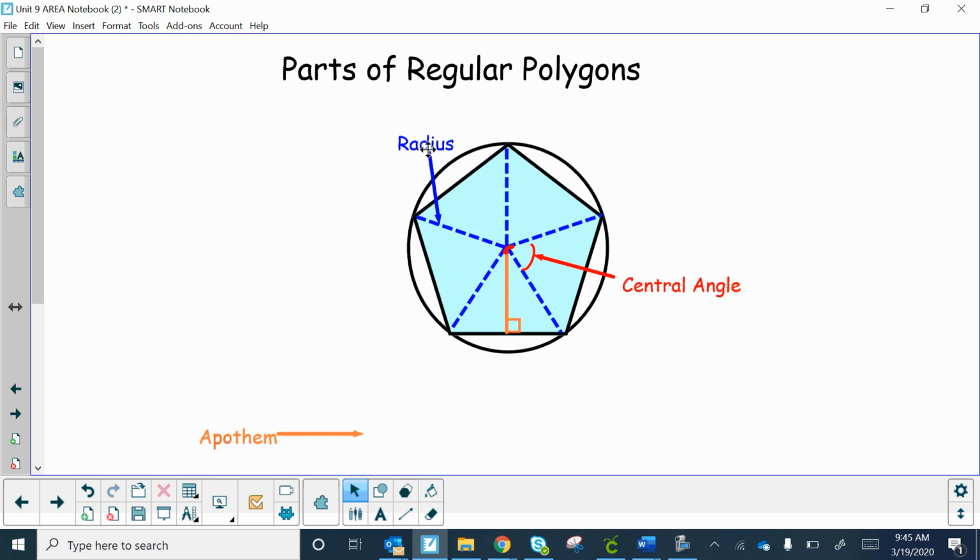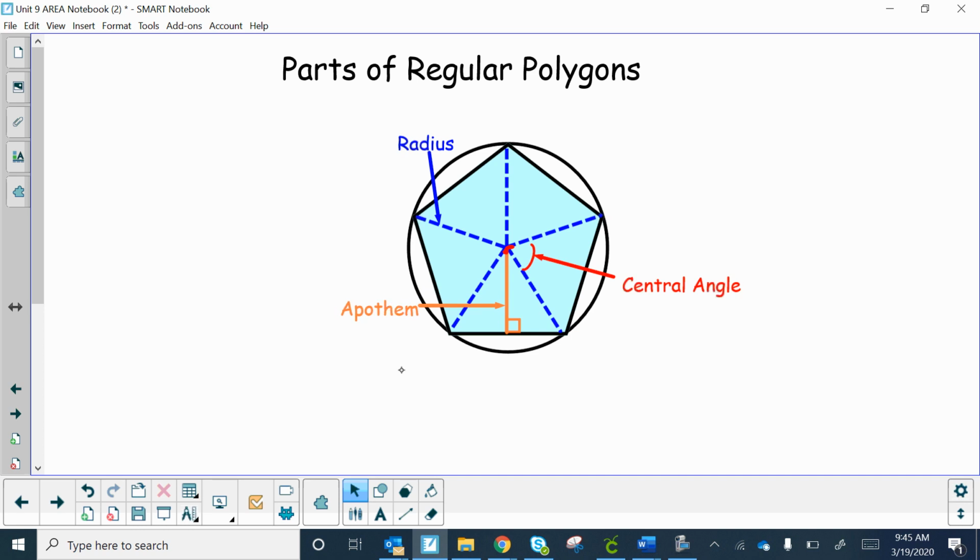So we will identify some segments in a regular polygon as a radius because the circle is always circumscribed about a regular polygon, because on a regular polygon everything is congruent. So that's a central angle. You might need to use that. And then this orange segment right here is called an apothem. However you want to say it is fine with me.